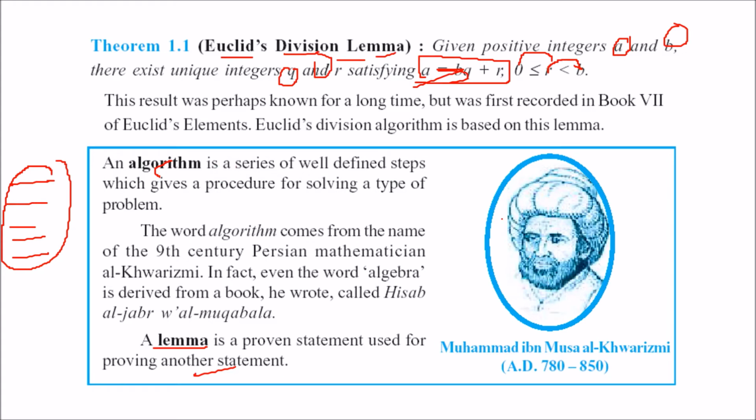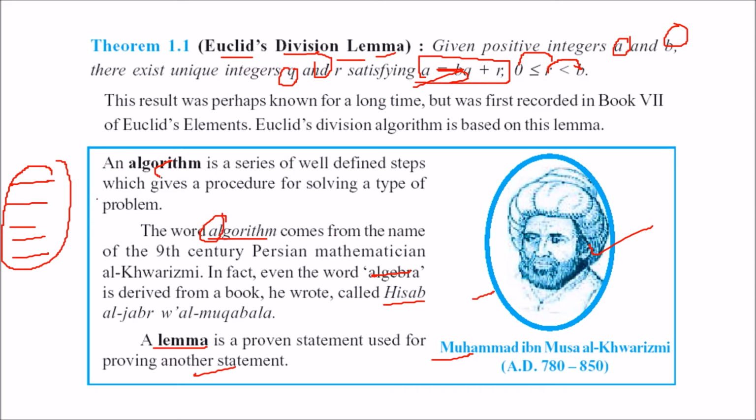Before I go ahead, let me tell you about Muhammad ibn Musa al-Khwarizmi. You will be surprised to know that the words algebra and algorithm have come from his name. They are derived from his famous book, Hisab al-Jabr wal-Muqabala.